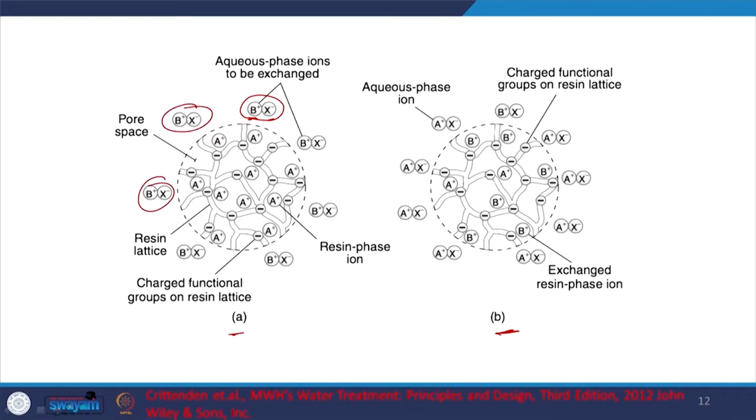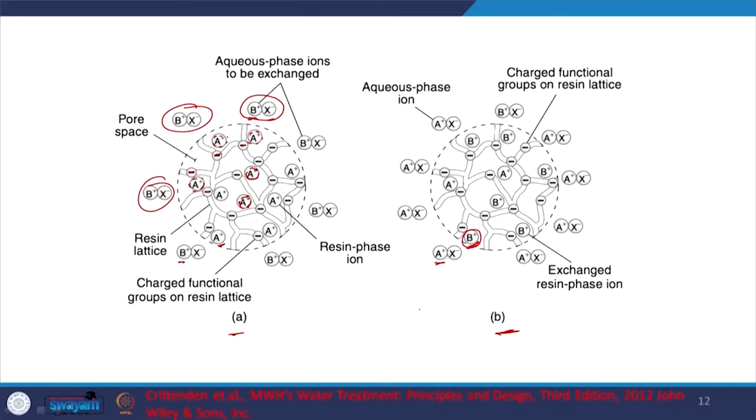I want to remove B plus, and the resin obviously has a negative charge. Again, it has to be balanced with respect to charge, and that is why you have the relevant positively charged ions here. So, what is going to happen? Because the resin has a greater affinity for B plus rather than A plus, B plus is going to be adsorbed onto the resin, while A plus is going to be released.